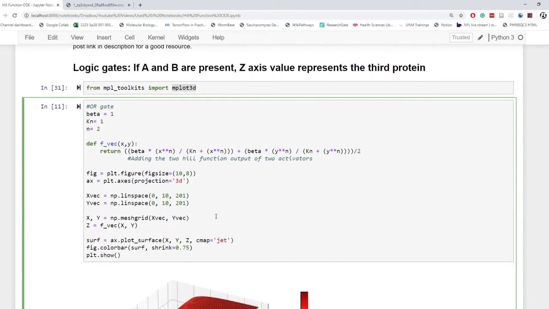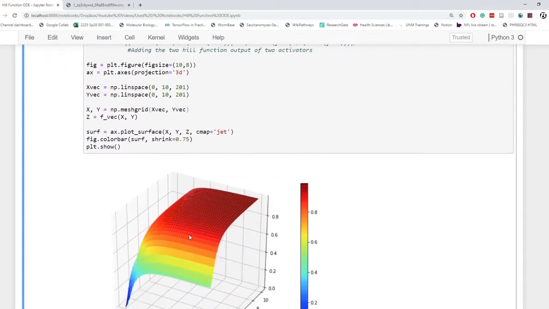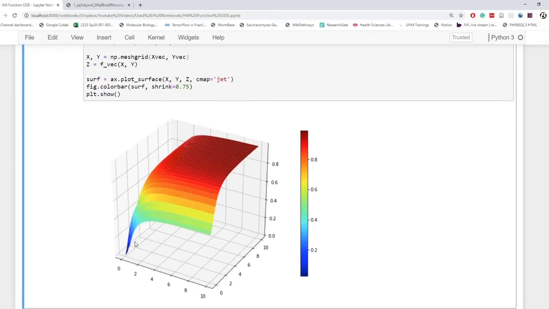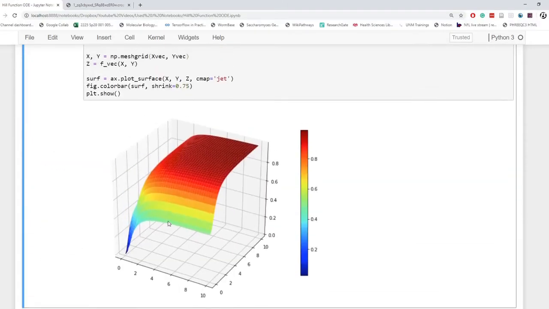Anyway, nothing new here, and if we just graph it, this all runs, and this is actually going to be an OR gate. The Z-axis is going to be our target gene promoter's activity. And so the only time that it's not very active is when we're at 0, 0, the origin over here, because this is 0 and that's 0. So this is an OR gate.